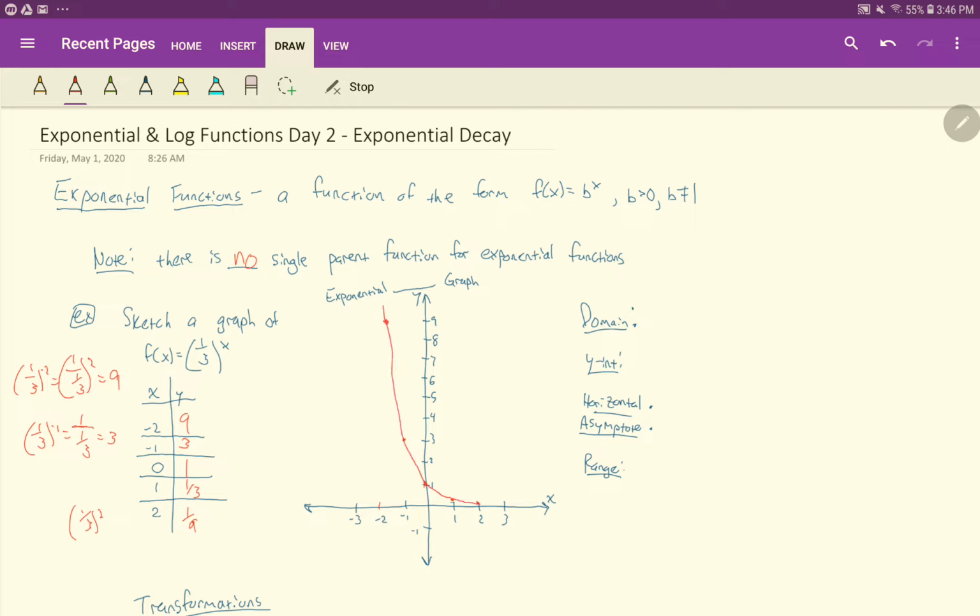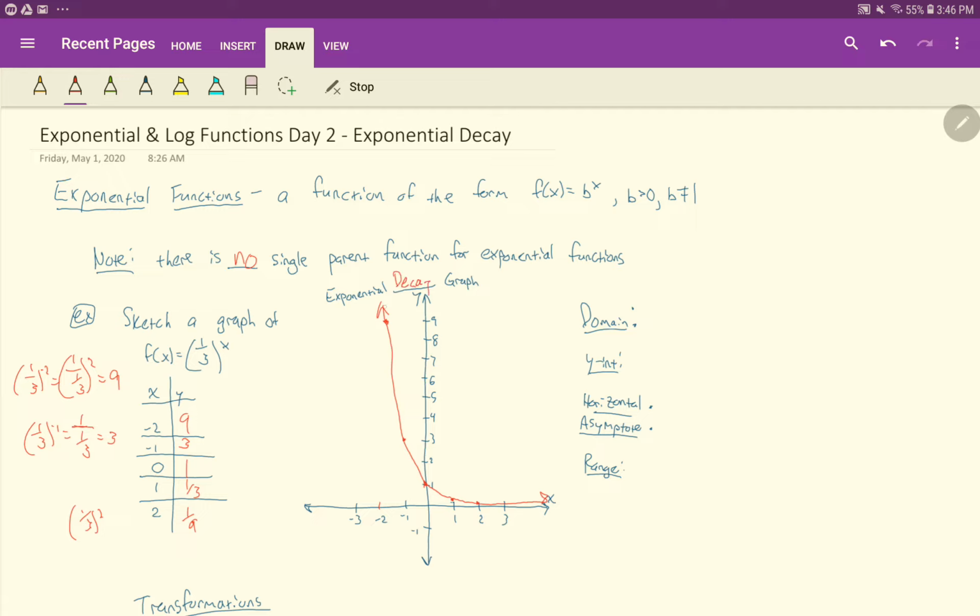You can see a shape very similar to what we saw yesterday, except it's reflected over the y-axis. So in other words, it's a reflection over the y-axis here. We still have that nice horizontal asymptote at 0 for this basic 1/3 function here, and we also have similar domain and range. Excuse me, we can't cut that out in editing because I don't want to redo the whole video, so you're going to get some sneezes. Anyway, exponential decay is this kind of graph.